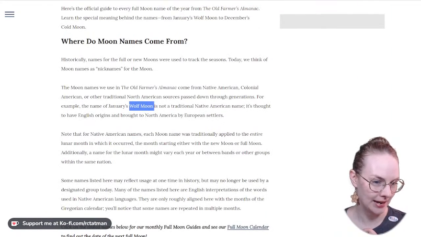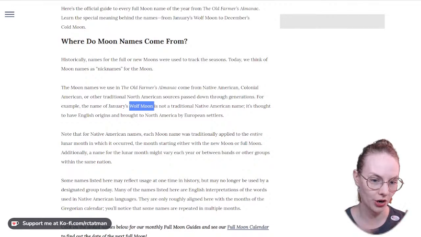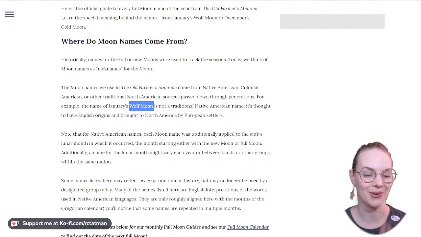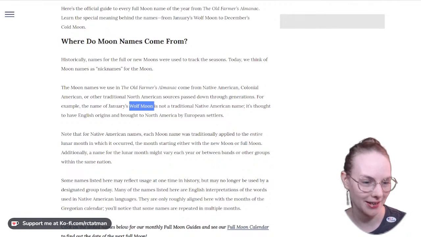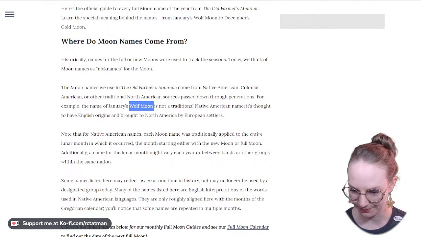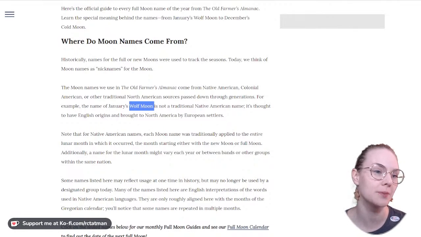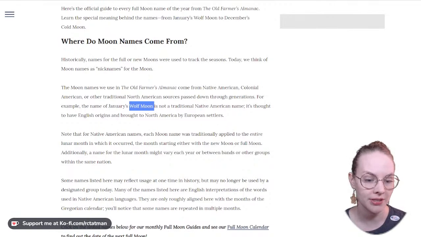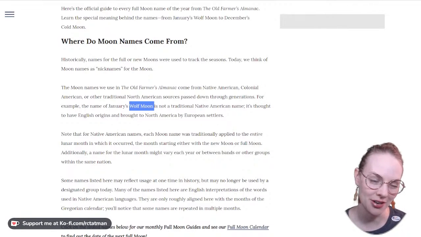Yes. And as they talk about, traditionally in Native American names, each moon name was applied to the entire lunar month where it had occurred, starting with either the new or full moon. So if someone gives you a lunar month, it may be starting at the full moon, it may be starting at the new moon. And it's all very informal. It's all very oral. I haven't been able to find a lot of written resources about this, but you'll talk to older folks and they'll tell you things about when to do garden stuff, and it'll be based on the moon.